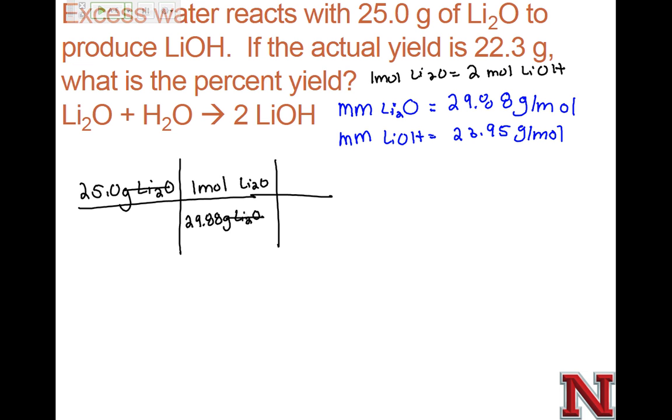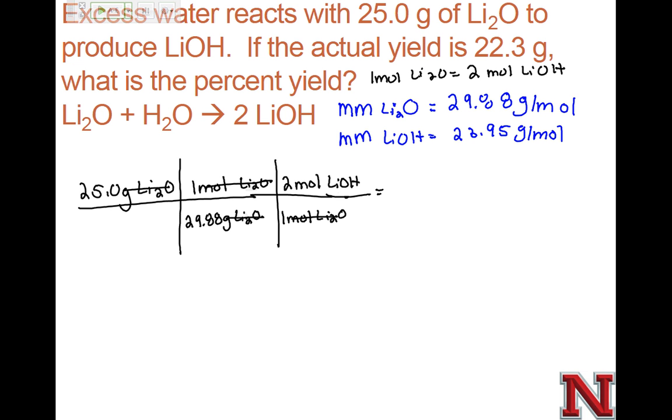And I know that based on my stoichiometry of my balanced equation. So I want my moles of lithium oxide on the bottom. So that cancels out. And that equals my 2 moles of LiOH. Again, moles LiOH won't cancel out Li2O. So we have to put the correct moles at the bottom. So now we know our moles of LiOH.